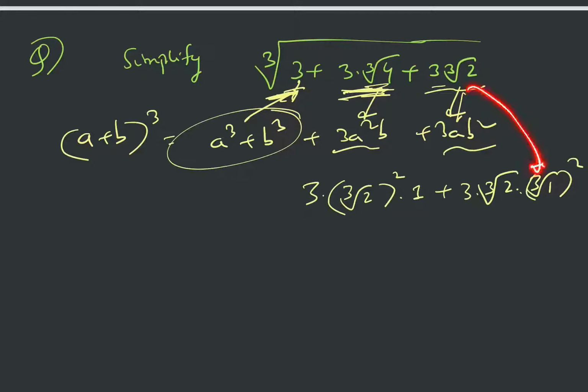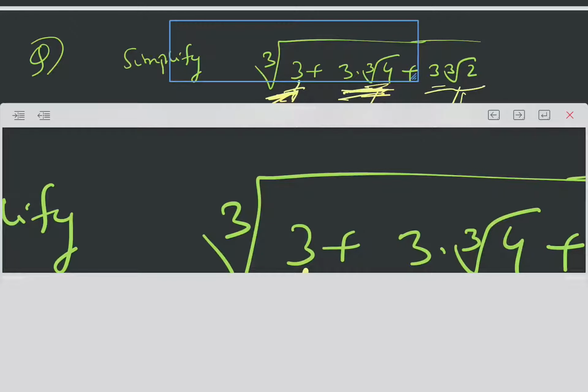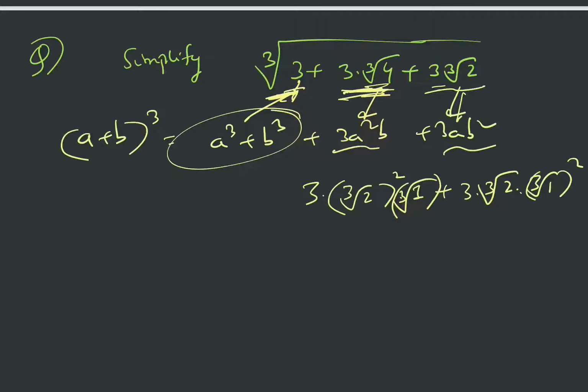So this thing is perfectly matching with 3 times cube root 2, because this is 1, and this is, let us write this as cube root of 1, right? So this is 3a square b, and this is 3ab square. So now let us check whether a cube plus b cube is 3 or not.